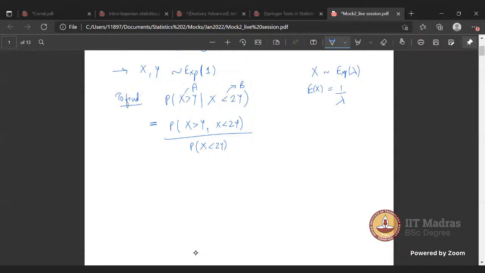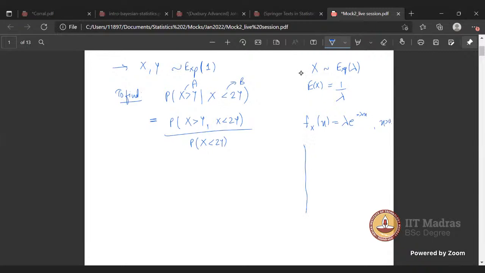Now, whenever you come across a problem like this, the first thing you should do is to draw the support. Now, in case of exponential distribution, you know that the distribution of x, f_X(x), is given by lambda e to the power minus lambda x for x positive, correct? Now, let's draw the support.